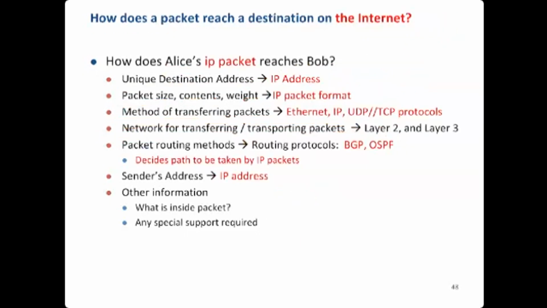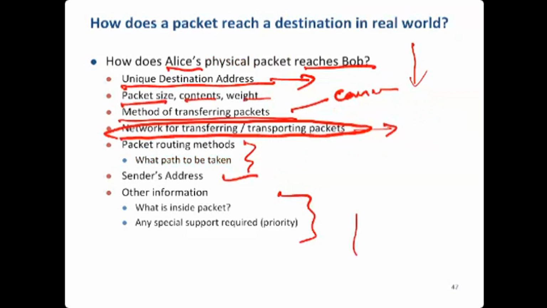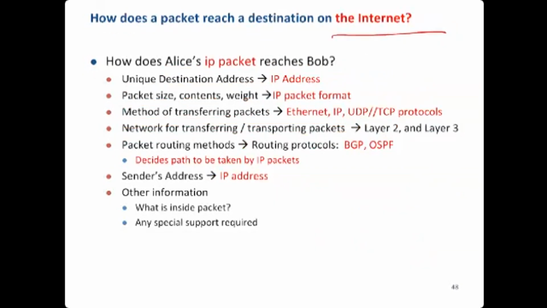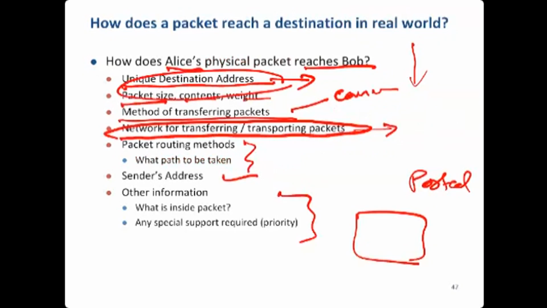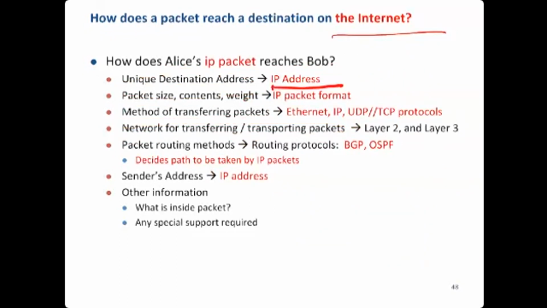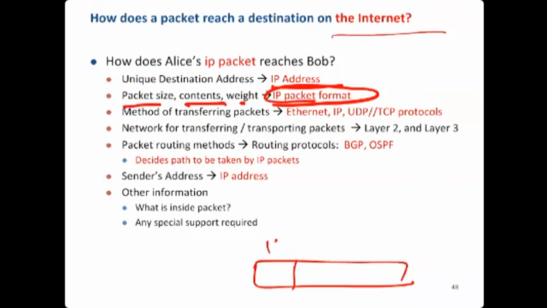Similarly, taking the postal system analogy, if we have IP or the internet, then the unique destination address, which is your hostel and room address, is now the IP address. Packet size, content, and weight define the IP packet format. For example, this header must contain some number of fields, and then the size of this payload so that you can recover it. All these things are there in the header.